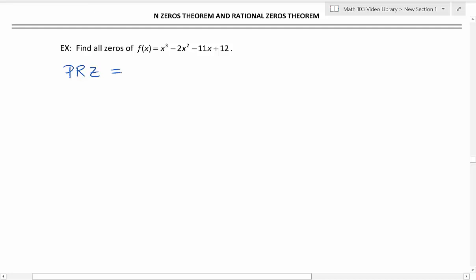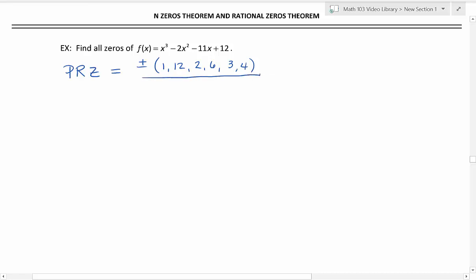We know that all the factors are plus or minus. We're going to start with the factors of our constant, 12. So how do we get 12? 1 and 12, 2 and 6, 3 and 4. And that would either be positive or negative of all those numbers.